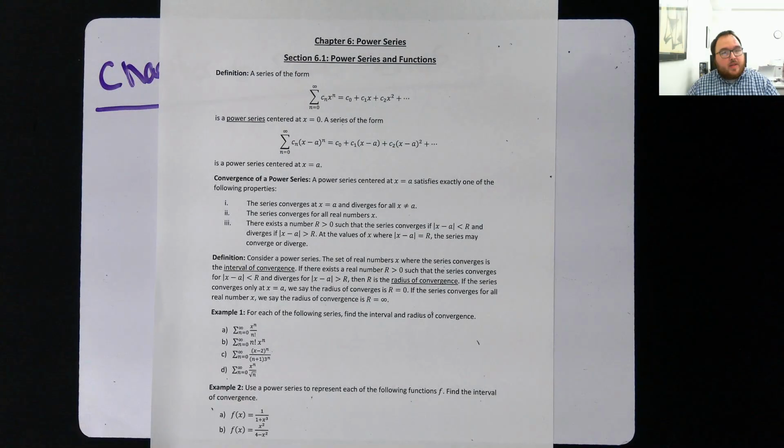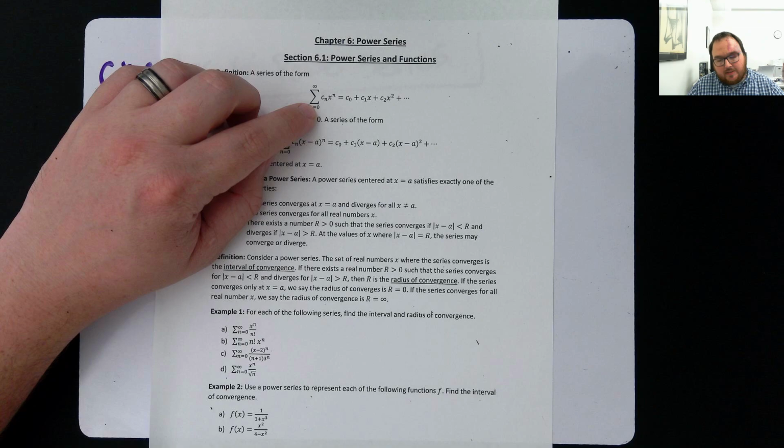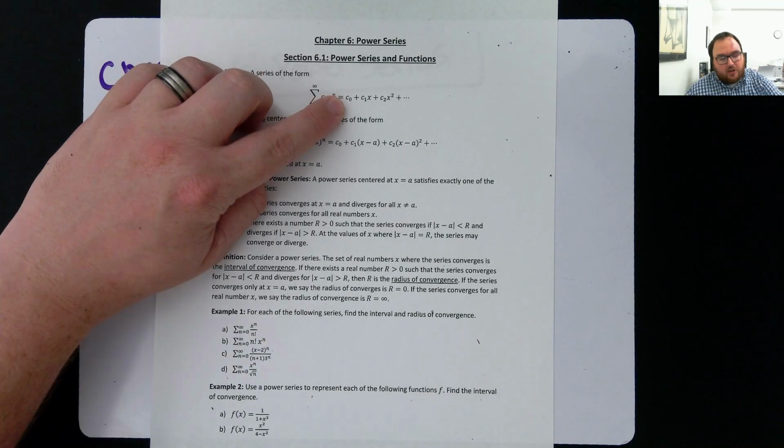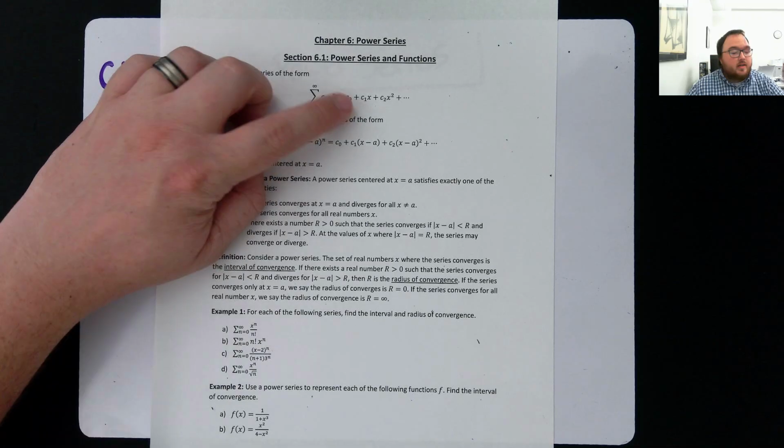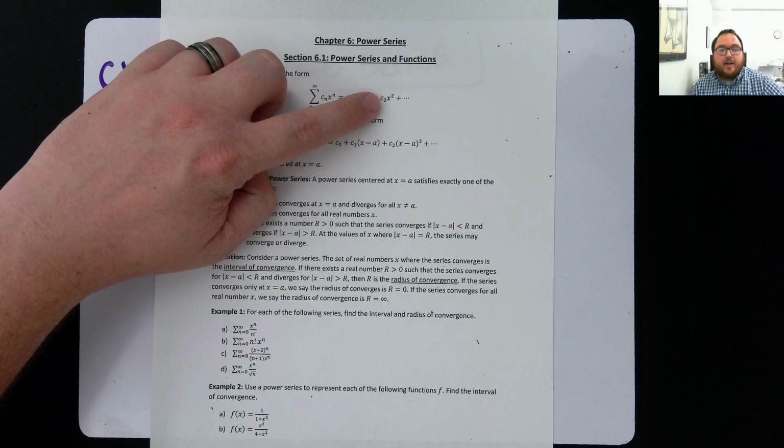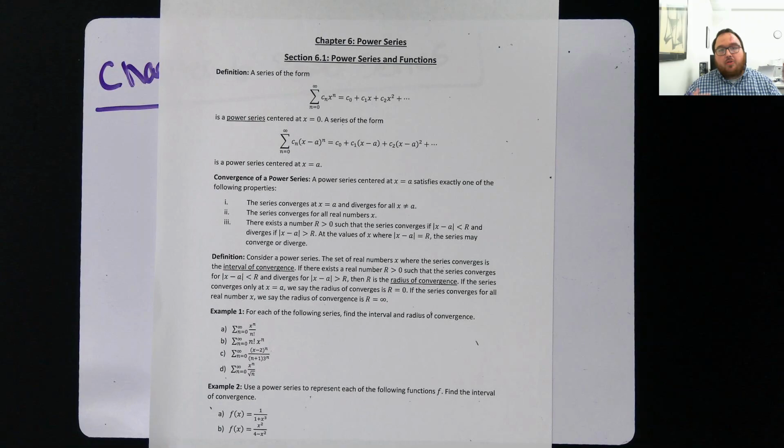Let's first define what a power series is. A series of the form, the sum of Cn x^n, which would then be equal to, if I plugged in 0 first, C0. Then if I plugged in a 1, C1x. Then if I plugged in a 2, C2x squared. Then if I plugged in a 3, C3x to the third. If I plugged in a 4, C4x to the fourth. On and on and on. Is a power series centered at x equal to 0.